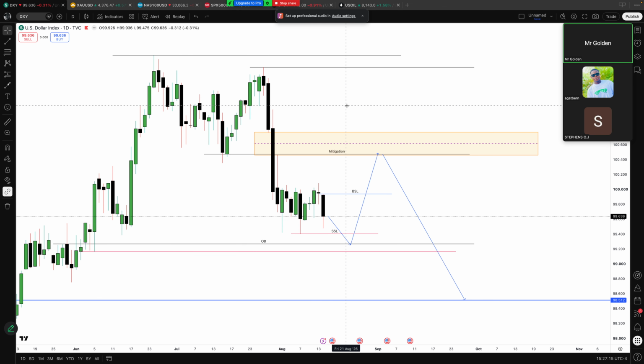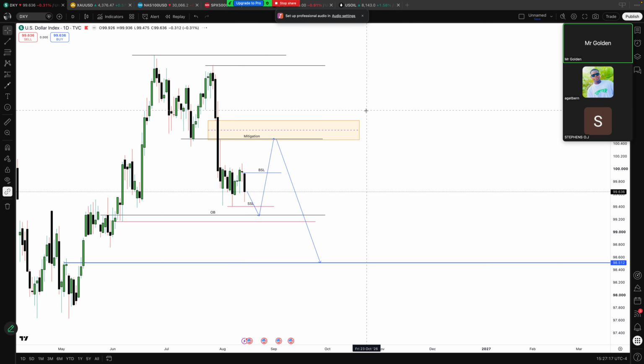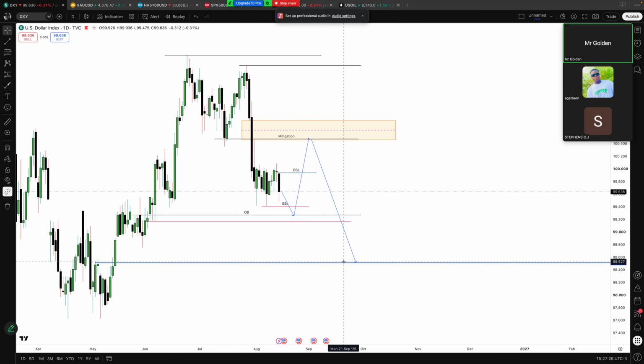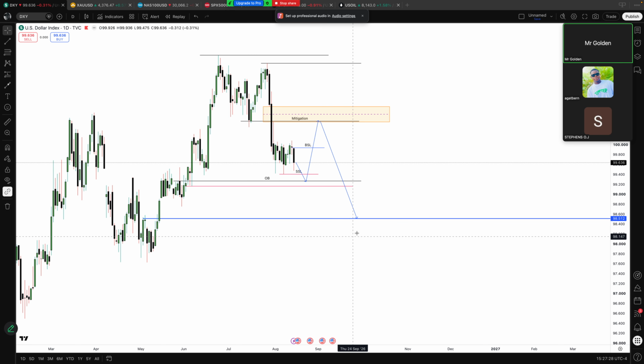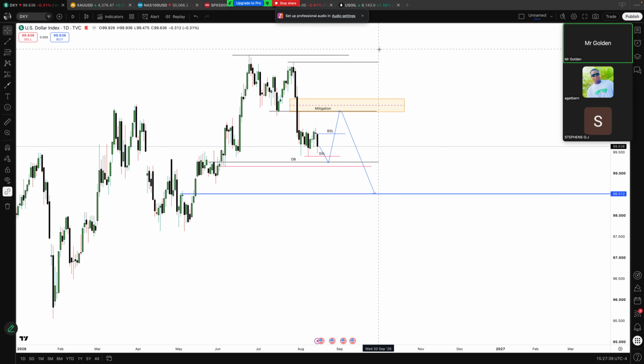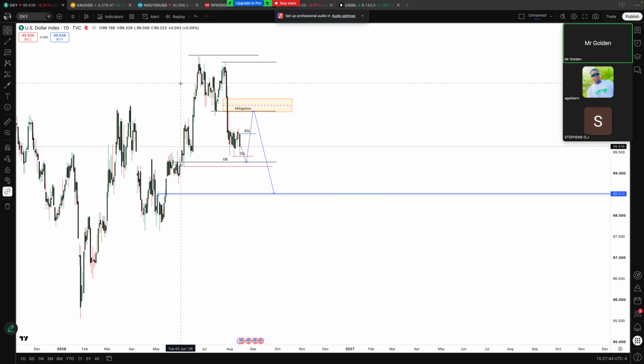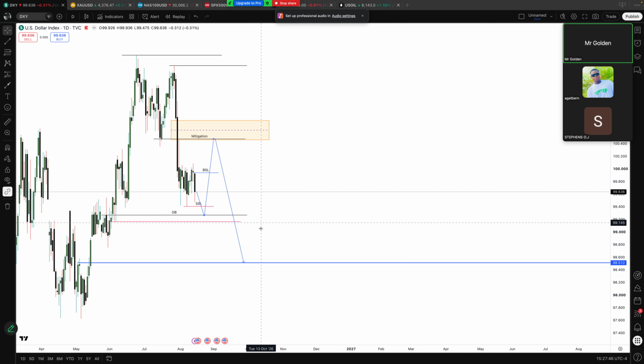So this is my bias for the week. I want to see all of these points met, this OB mitigation block, and finally this point here, and then we see price. There's a fair value gap here, as you can see, but I want to see this low taken. So I'm aiming for this point here, and then we'll see buys to the upside to take all of these highs later on. So that's my take on price.